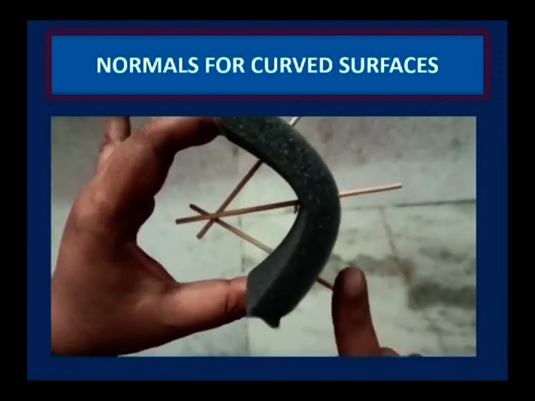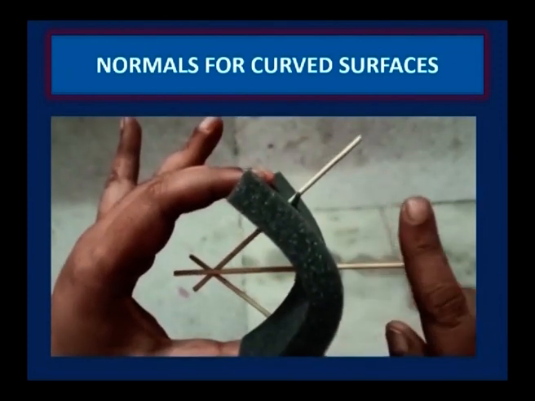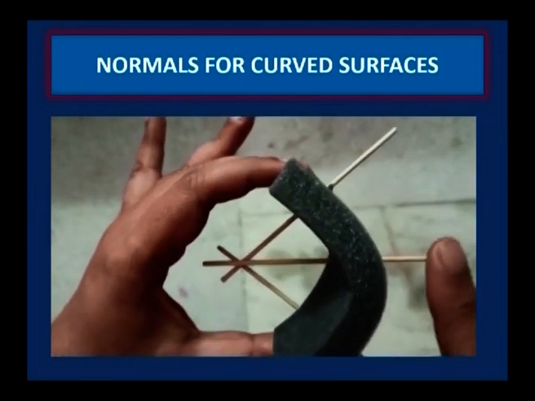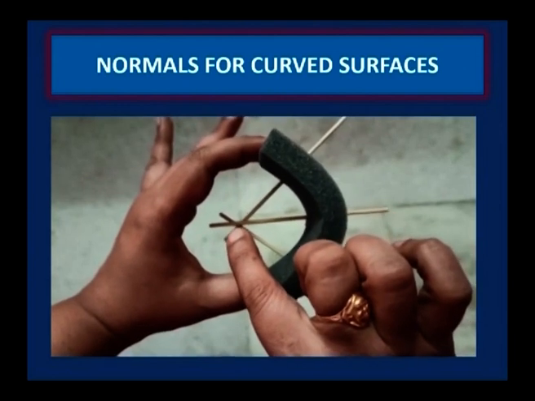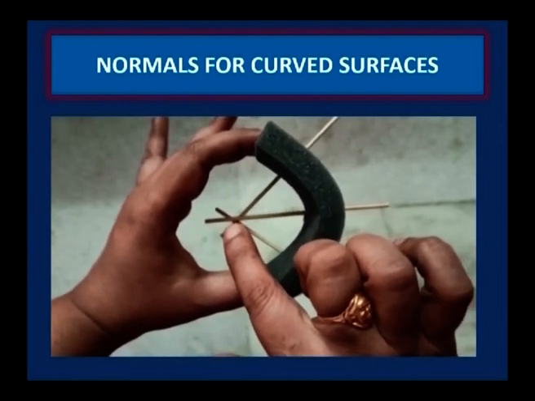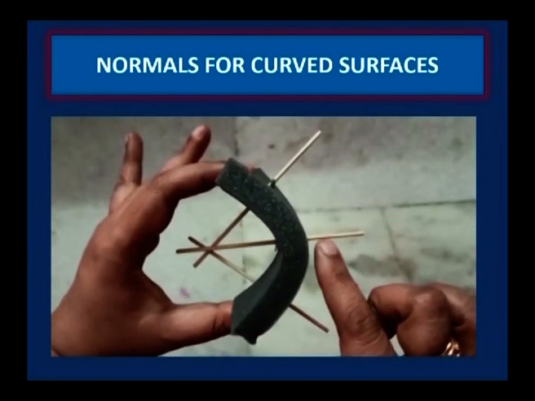So the convex surface is bent outwards. Okay, children? The convex surface is bent outwards. And the point is called the center of curvature. Yes, children. I hope you all understood the video clearly.